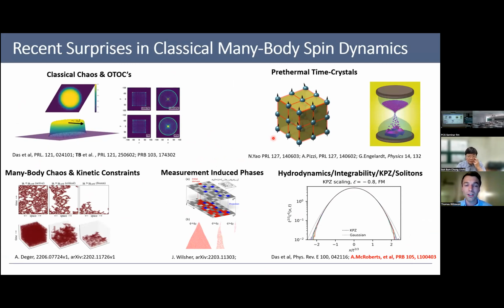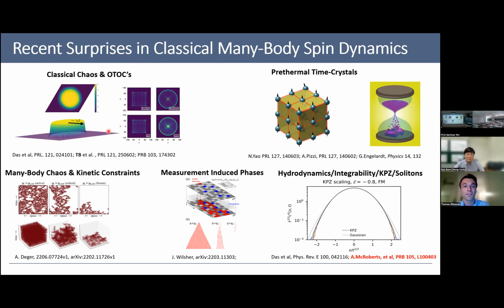Before I go to the topic that I'm going to talk about today, let me talk about a few things that I found very cool recently about classical many-body spin systems and many-body dynamics. I personally started working in this area by considering classical analogs of out-of-time-ordered correlation functions, which we then used to understand chaos in both classical spin liquids, but also in ordering systems, in ferromagnets and antiferromagnets.